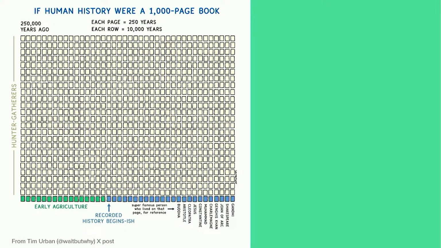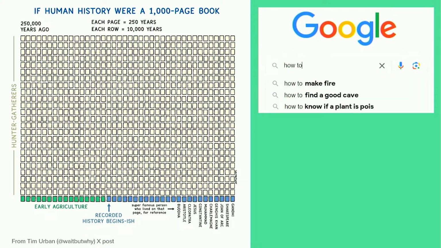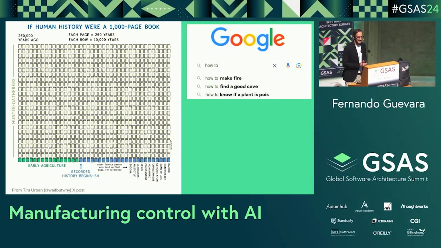But I wanted to take it to our domain, and what would have different humans in history have searched on Google, right? So for almost 240,000 years, not much in terms of complexity in our lives. How to make fire, right? Makes sense. How to find a good cave, who wouldn't want to live like that? And how to know if plants are poison. Okay, I hope the guy's fine.